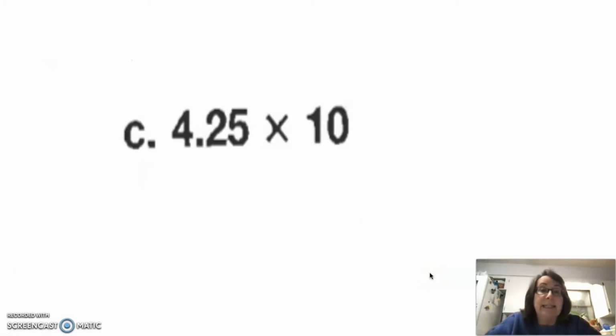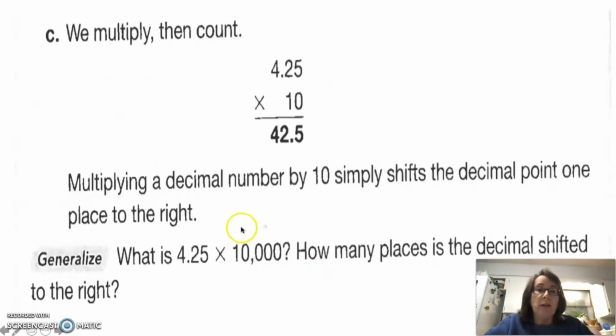C says 4.25 times 10. Now, what we're going to learn is that every time we multiply a decimal number by 10, we're going to shift the decimal 1 place to the right. So here we do it the long way. 4.25 times 10, we get 42.5. We had 2 decimal places, and what they didn't show you is there is a 0 there.